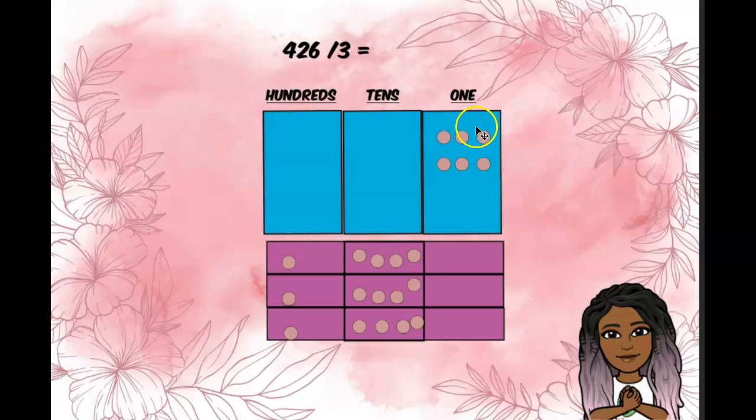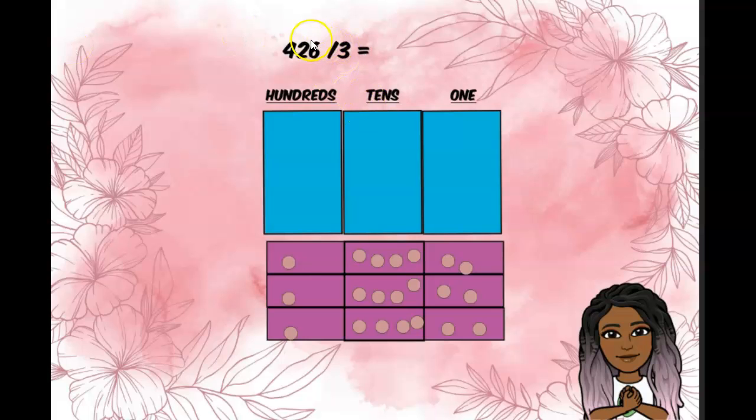All right, so now we're looking at our ones. We have 6 ones. We're going to break it up. One in this group, one in this group, one in this group, one in this group, one in this group, and one in this group.